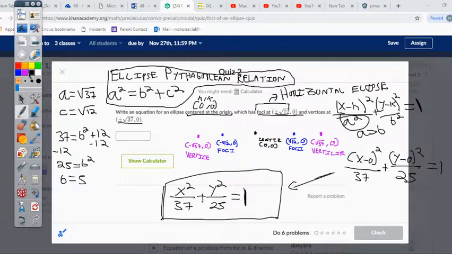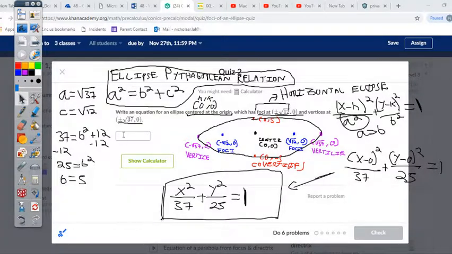And one more thing I want to point out is that if b is equal to 5, our co-vertices will be at 0, 5, and 0, negative 5. These are our co-vertices. So if we want to draw our ellipse, assuming this is the scale, which it isn't, then we could just draw an ellipse through our co-vertices. Okay.